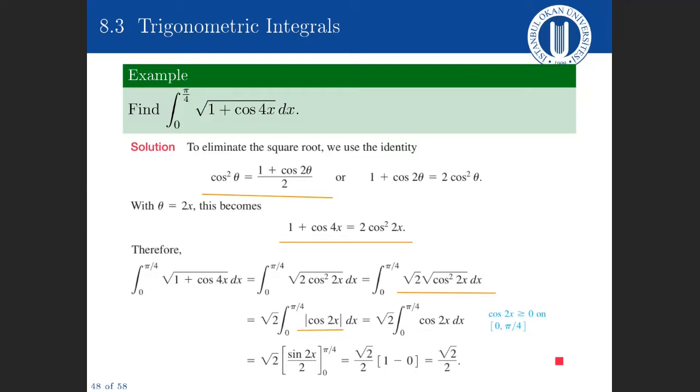Square root of a square is the same as absolute value. But for this integral, we don't need to worry about that. If we're between 0 and pi over 4, cos 2x is always a positive number. So we can just forget about these absolute value signs, and our integrand is just cos 2x, which we know how to do. So let's skip on to the next example.